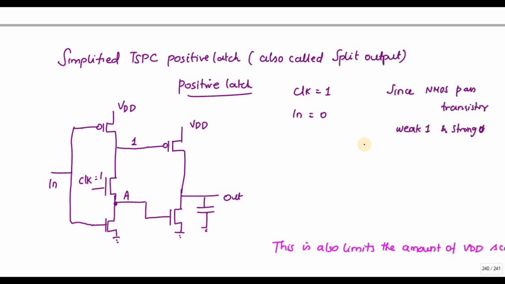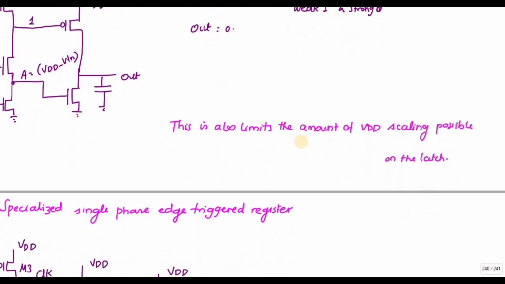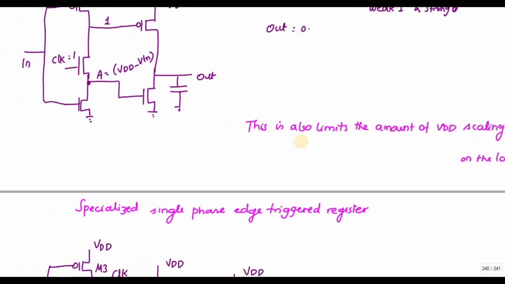you can see if this is conducting and I am giving a 1, this A will go to VDD minus VTN. So instead of 1, it goes to VDD minus VTN. But the output is going to 0. So this will limit the amount of VDD scaling possible on the latches. This is one disadvantage.